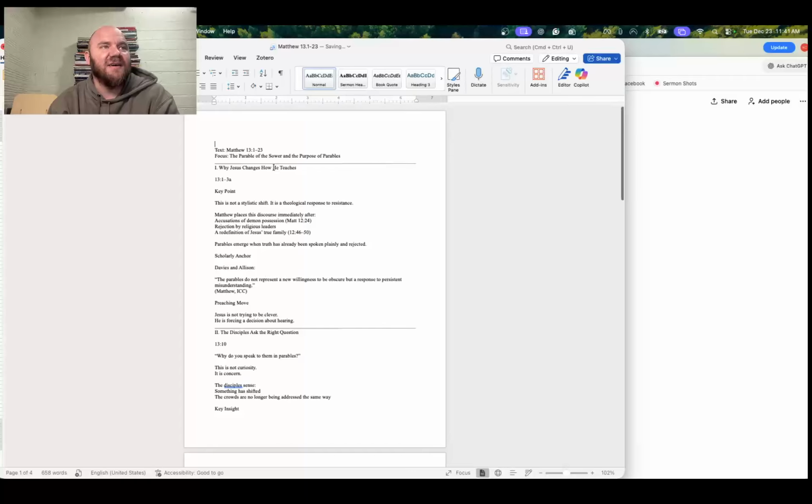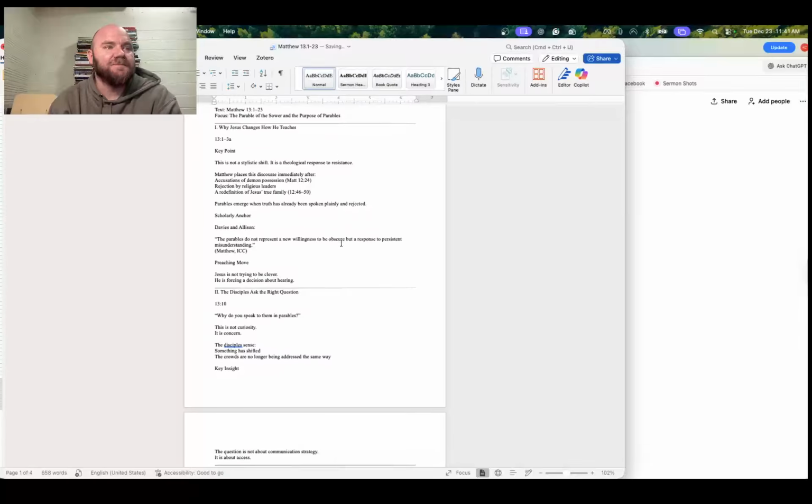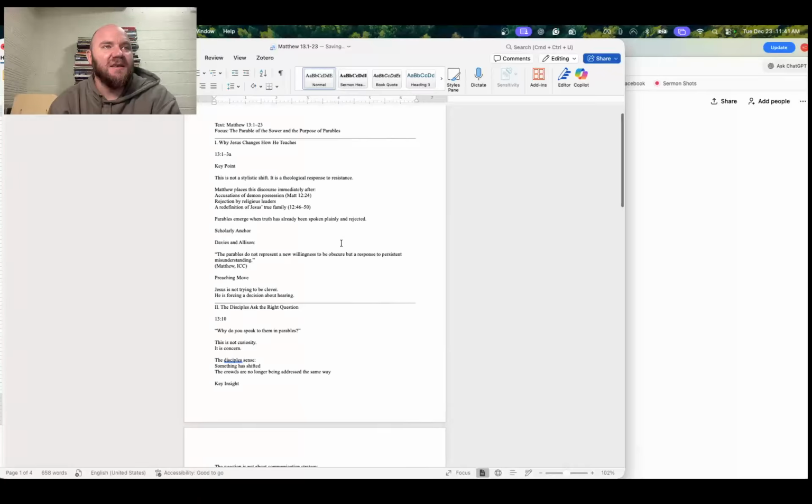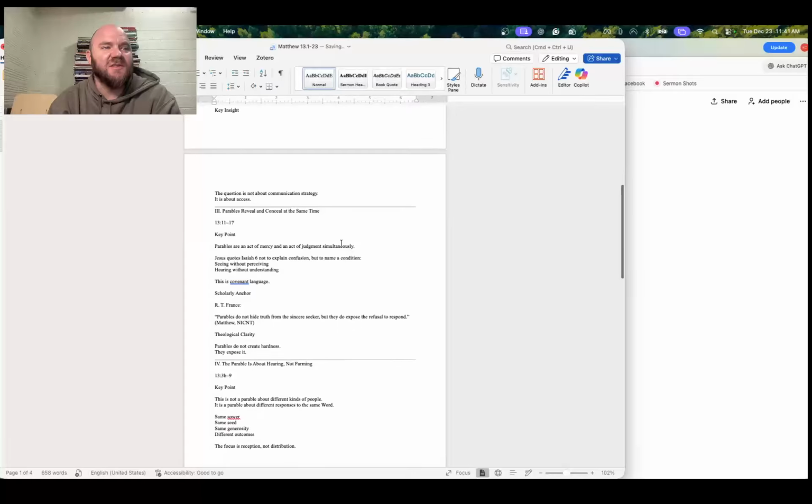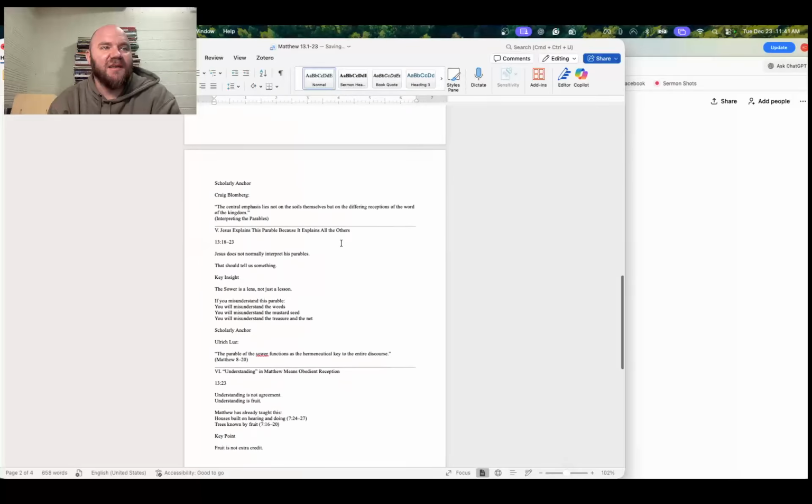I break the notes down by verse. This is 13:1a. I know we did Matthew 12 in the last one, but I had already worked this one out for Matthew 13. But this is what all of that looks like once it makes it onto my notes.